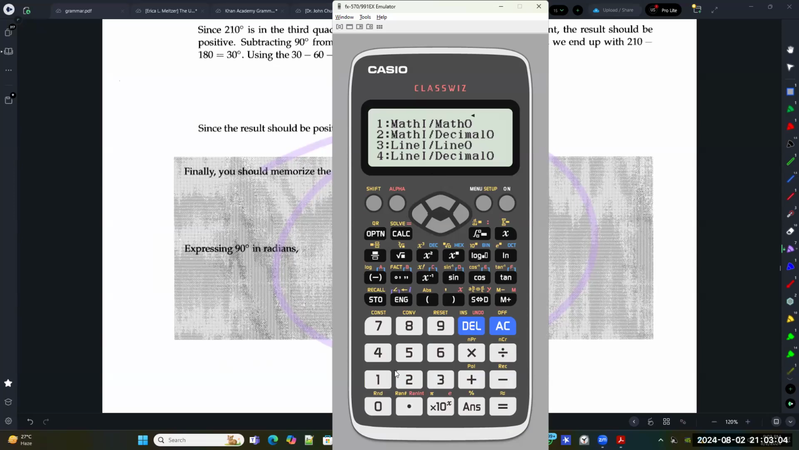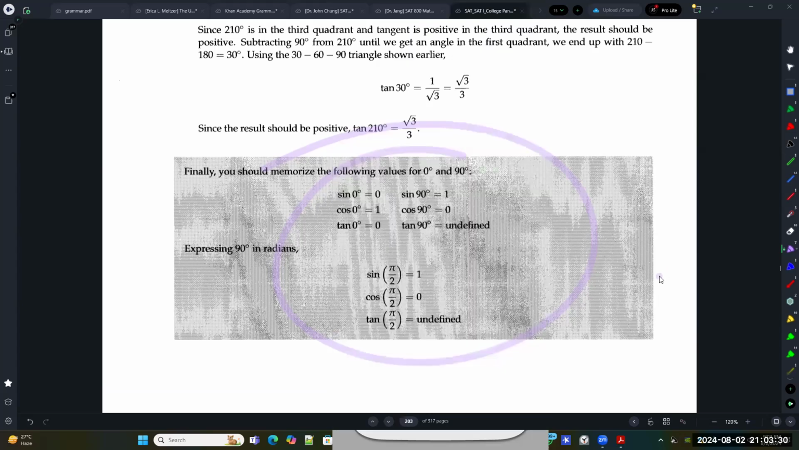We bring back the degree mode. Shift, menu, angle unit, 2 degree, measure 1, tan 90. Math error, undefined. Now what is a math error? Tan 90 is undefined, which is a math error. It means that it doesn't exist or there are other issues. So tan 90 is undefined.